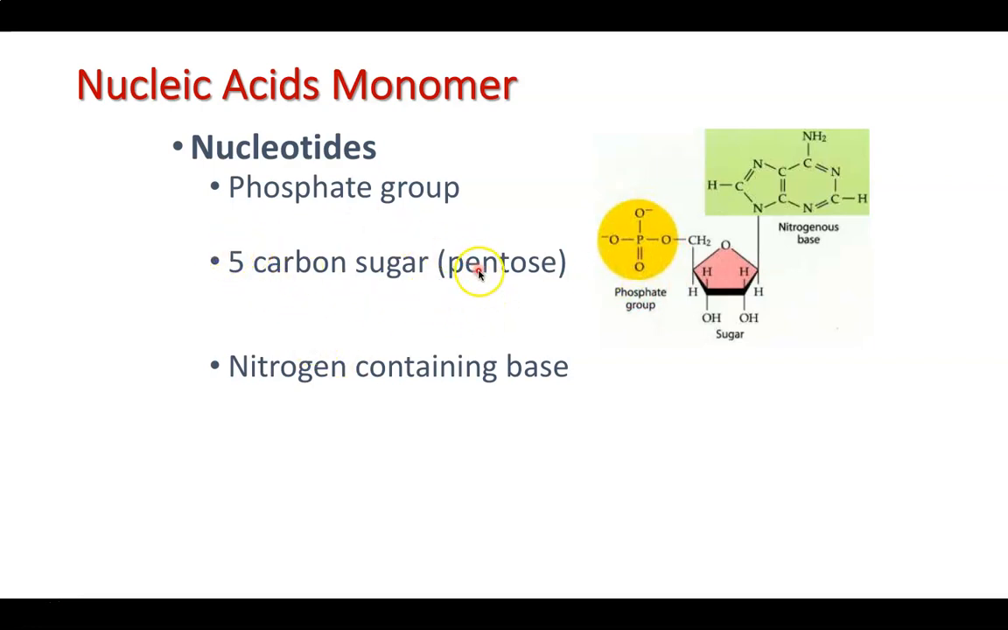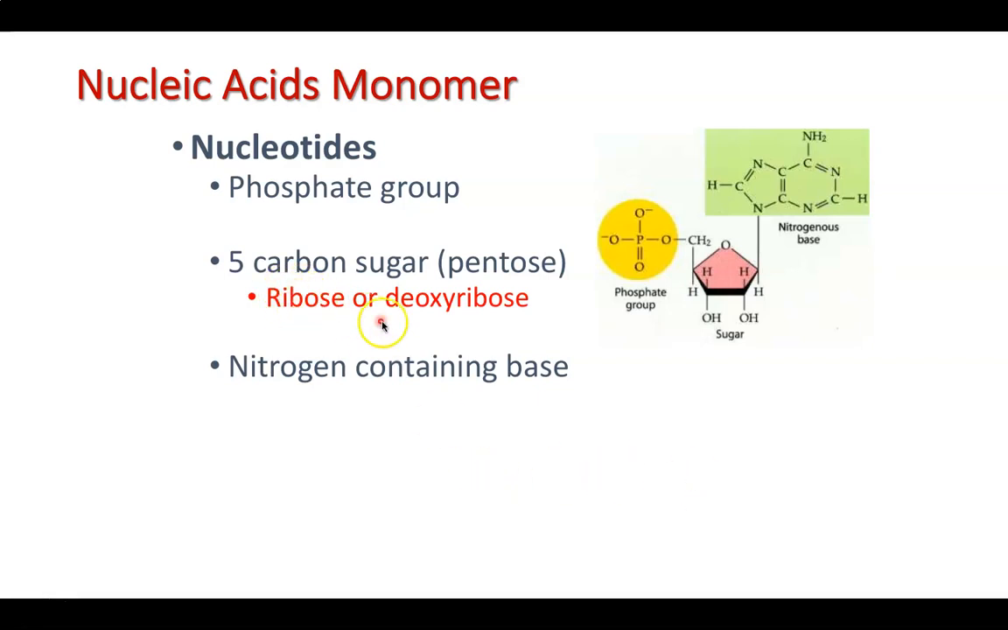If it's 5 carbon, we call it a pentose, because pentose means 5. And you see it's a carbohydrate because there's an -ose at the end. And that 5-carbon sugar can be different depending on what type of nucleic acid. We'll get to it. And then it has a nitrogen containing base, or sometimes we call it a nitrogenous base. So the 3 parts that make it up are a phosphate group, a 5-carbon sugar, and a nitrogen containing base. So let's look into each one.